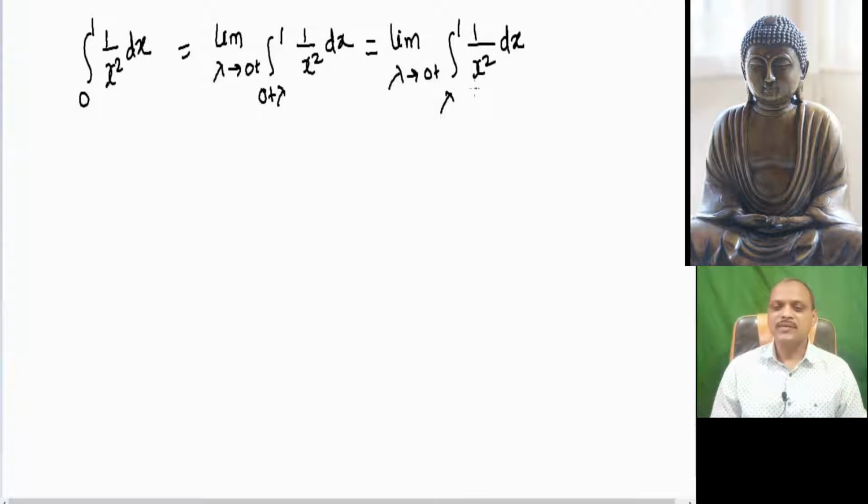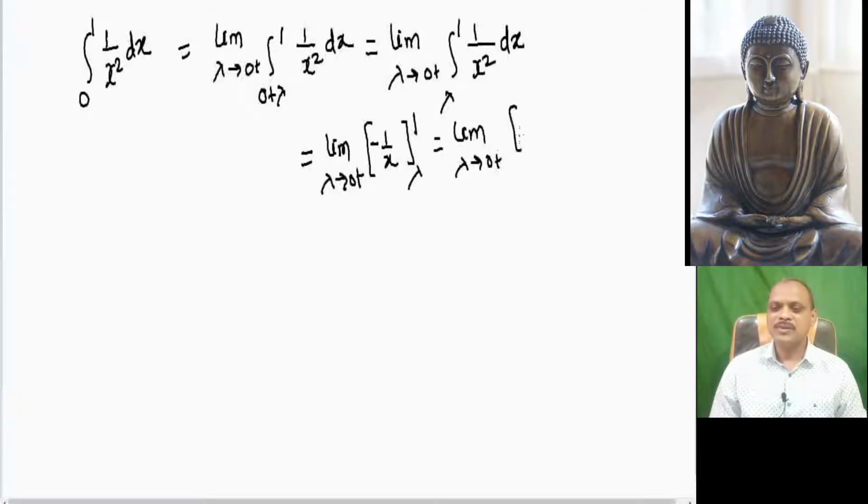Now integration of 1 divided by x square is minus 1 divided by x, between the limit lambda to 1, limit lambda tends to 0 from right. This equals limit lambda tends to 0 from right, upper limit minus 1, minus minus, plus 1 divided by lambda. As lambda tends to 0, 1 divided by lambda tends to infinity, and therefore this limit will be infinite. As it is infinity, the integration is divergent, it is not a convergent integral.